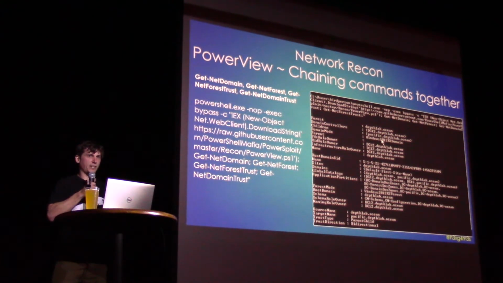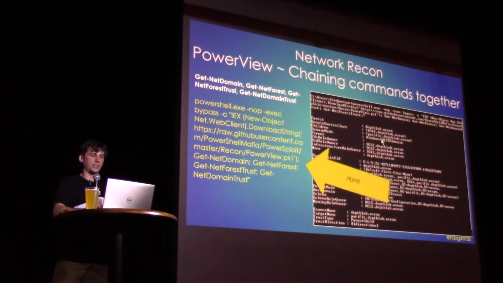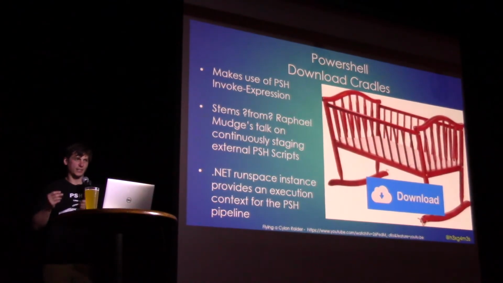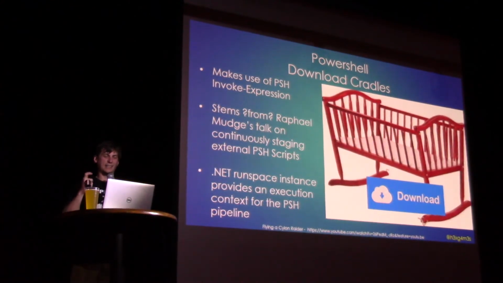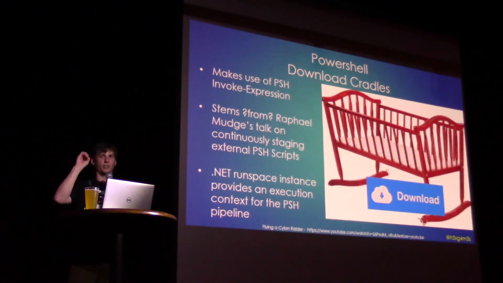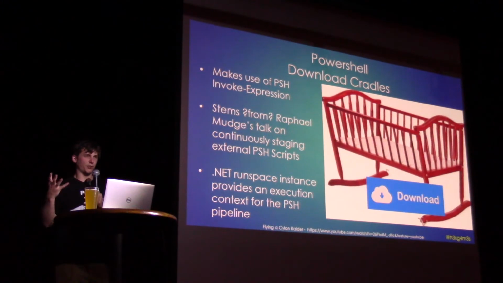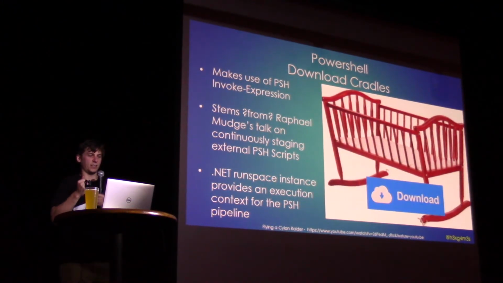PowerView can also chain these commands together. He mentioned these download cradles, which I'll explain a little bit more. Like I said, Invoke-Expression is basically what the IEX is at the beginning. And I think I tracked down that it stems from a Raphael Mudge talk on continuously staging external PowerShell scripts. He was using it mostly in Cobalt Strike, but when you're on a host and you want to import these modules, how are they doing that? Basically you're creating this .NET runspace instance that provides an execution context for your PowerShell pipeline.